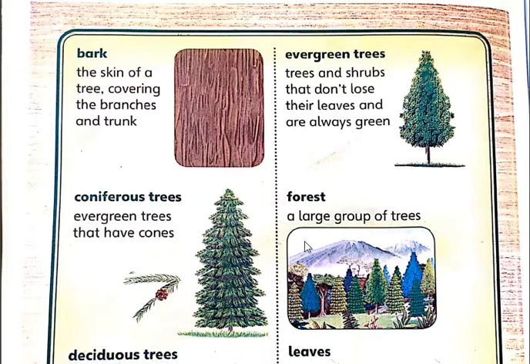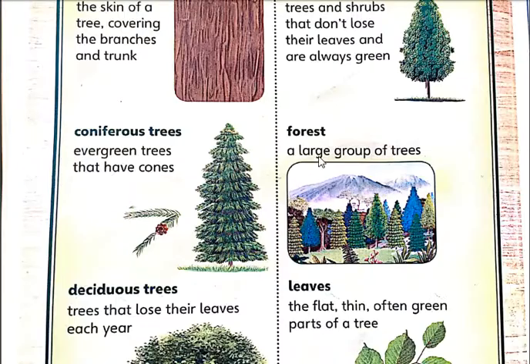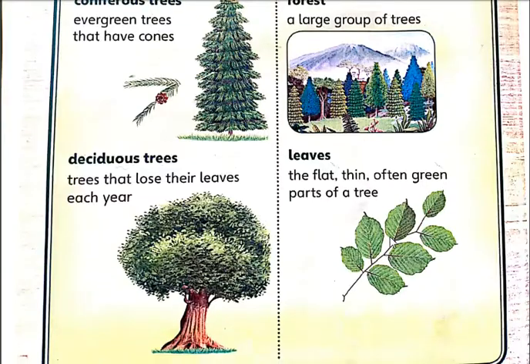Forest. What is a forest? A large group of trees. After F comes a lot of letters. I can see leaves. So the word leaves, for sure, starts with L, and L comes after F. So leaves: the flat, thin, often green part of a tree.